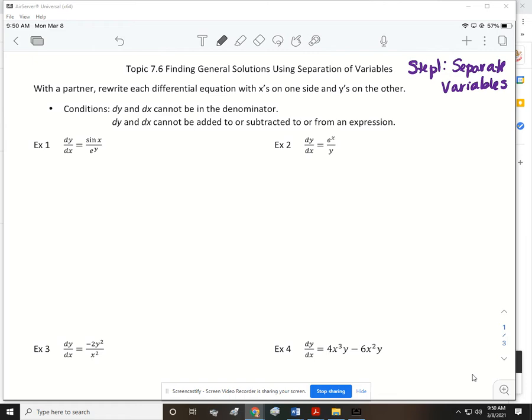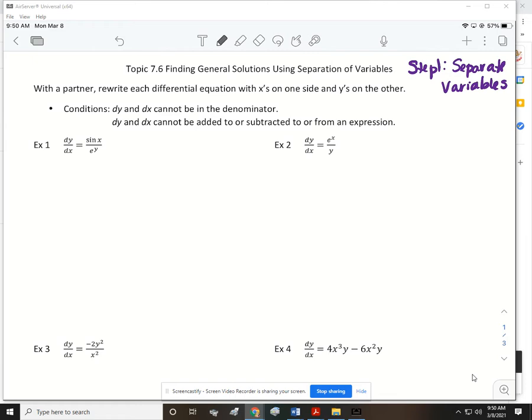So what we want to do is get everything that has an x on one side, everything that has a y on the other. And there are some conditions. Once you get the variables separated, dy and dx cannot be in the denominator, and dy and dx cannot be added to or subtracted from an expression. It can only be multiplied by an expression.